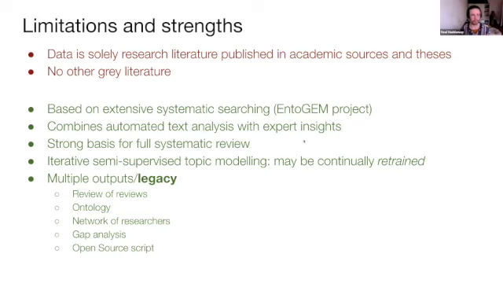And then the final strength is that we have multiple outputs from this project, and we feel there's a very strong legacy. One is that we've done a review of all literature reviews on insect conservation actions. We've built an ontology of how the existing literature categorizes and describes insect conservation actions. We've built a network of researchers as well by assembling a group of experts together. We've performed the main topic of this presentation, the gap analysis, where the gaps in the research are. And we've also produced, or Eliza has produced, an open source script that can be applied in any topic. It's discipline agnostic, as I'll show you.